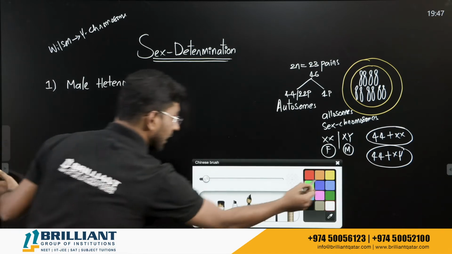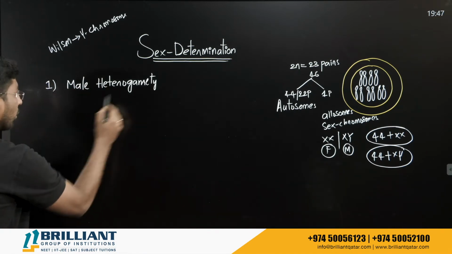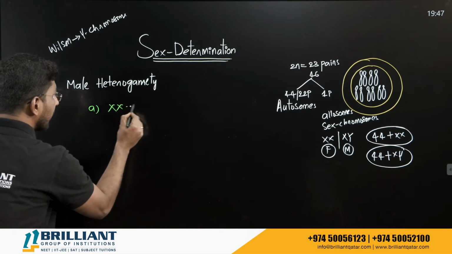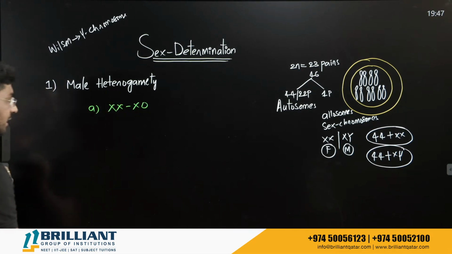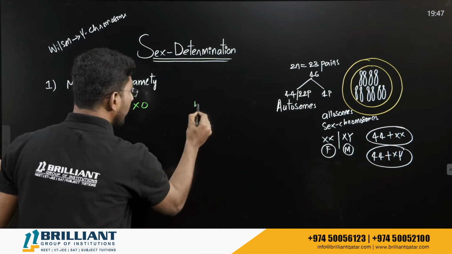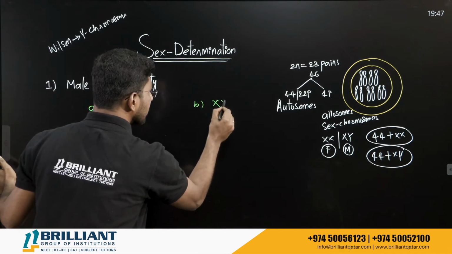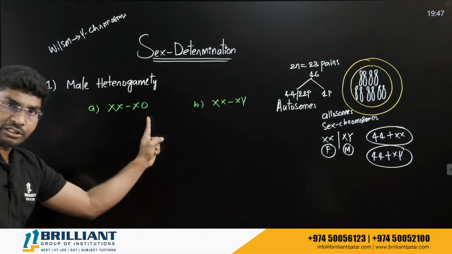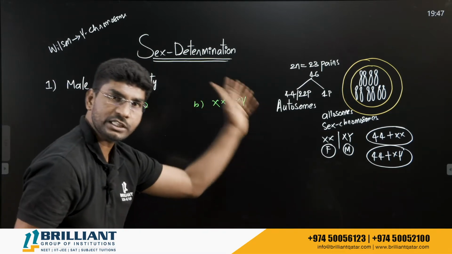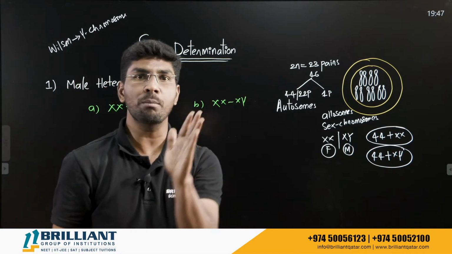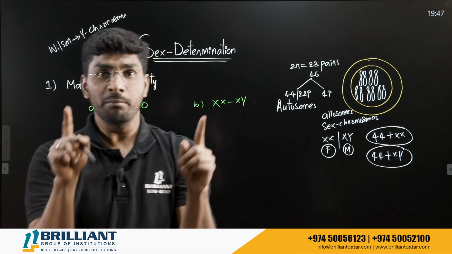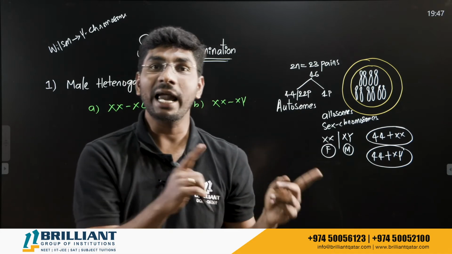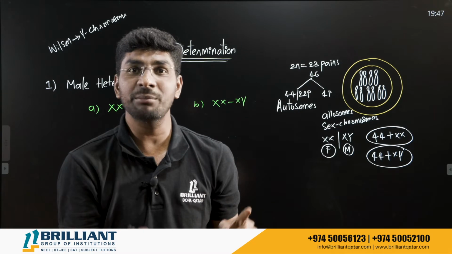Male heterogamety has two types. One is called XX-XO type of sex determination. The second one is called XX-XY type of sex determination. The XX-XY type of sex determination comes under male heterogamety. My dear students, in competitive examinations, they will ask for examples of the XX-XO type of sex determination.